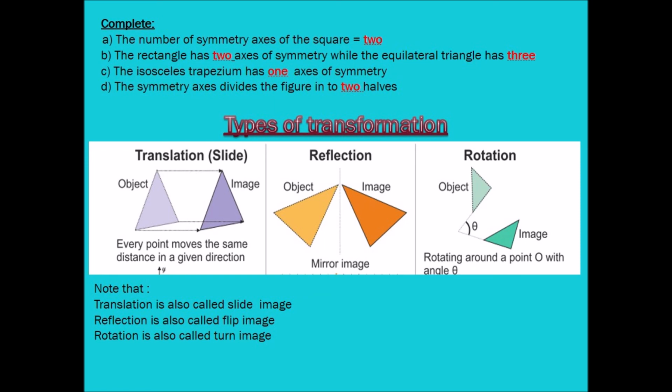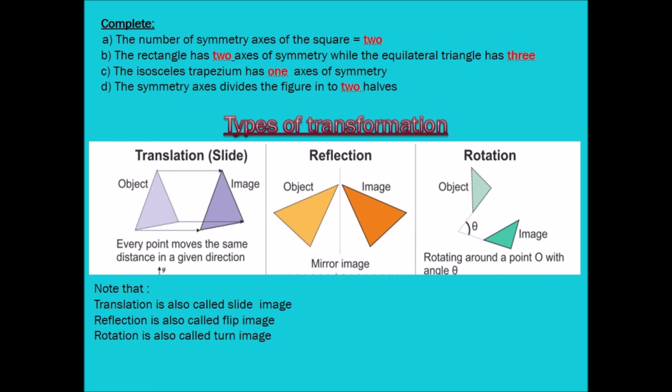The second type of transformation is reflection. Reflection means what? It has another name, which is mirror image. As we see ourselves in the mirror, one of the shapes is standing like the object and the other image is on the opposite side of the shape. So this is like a mirror reflection or a mirror transformation.